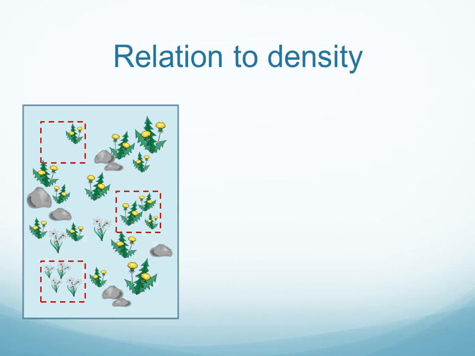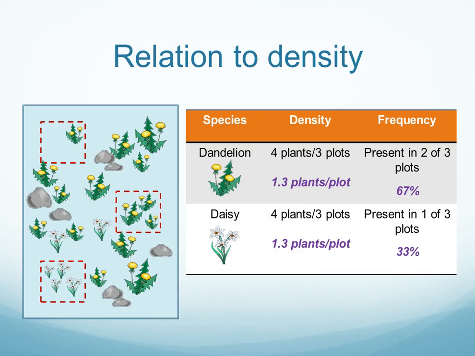Frequency is related to density. So here we're going to look at an example where we have two different species, a dandelion and a daisy, and again we're measuring frequency using only 3 quadrats. In this case, we're going to measure density, and we can see that we have 4 plants of the dandelion in these 2 quadrats. We also have 4 individuals of the daisy in this quadrat.